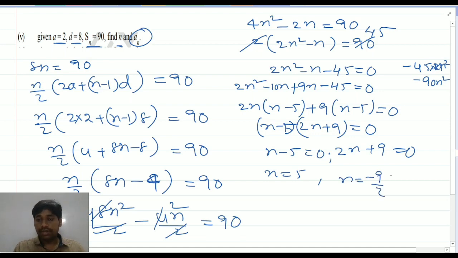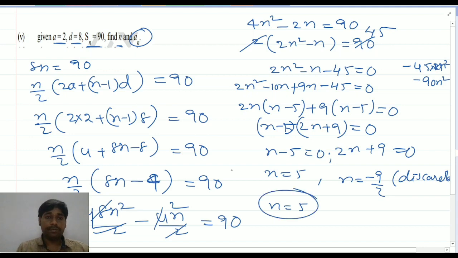So discard this value, because n will not be a negative integer anytime. So we have n is equal to 5. Then a5 we have to calculate.